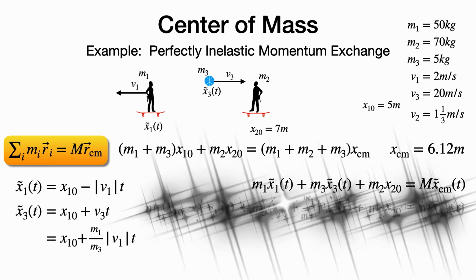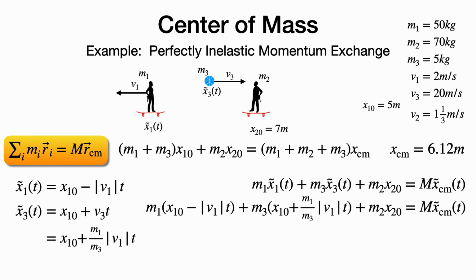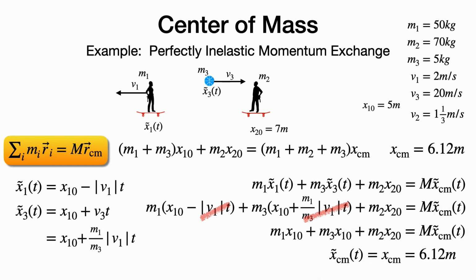If we replace x1 tilde and x3 tilde by their equations in terms of time, we notice that the terms involving time cancel each other out. The result is just that we have m1 times the initial x position for particle 1, m3 times its initial position, plus m2 times its initial position, which is equal to total mass times the position of the center of mass as a function of time. But time has dropped out. And if we look carefully, we see that the time-dependent center of mass, while the ball is in the air, is still exactly the same as it was before we threw the ball, at 6.12 meters with no time dependence.